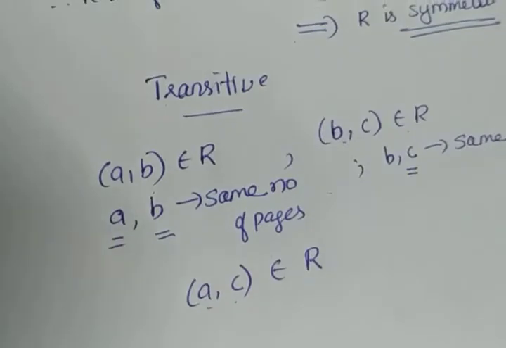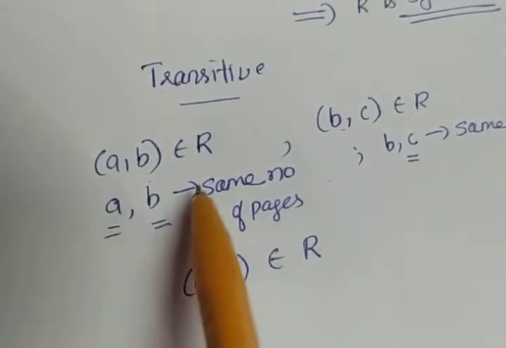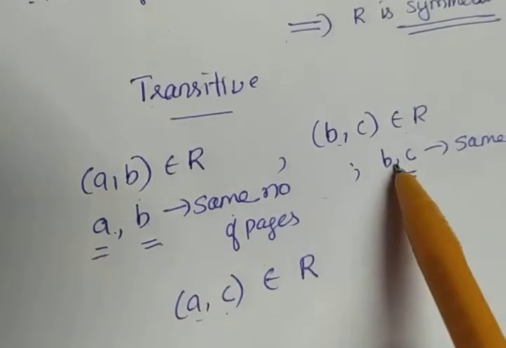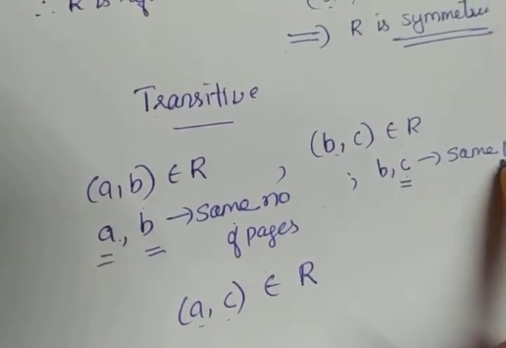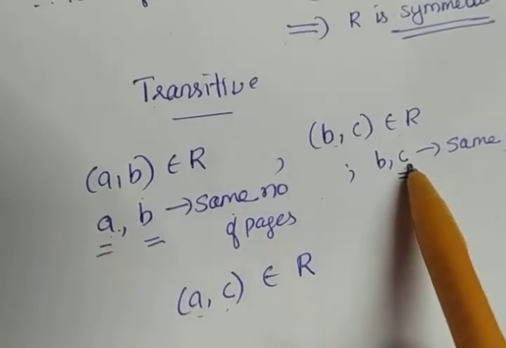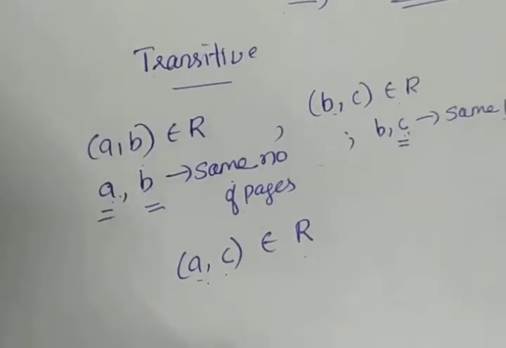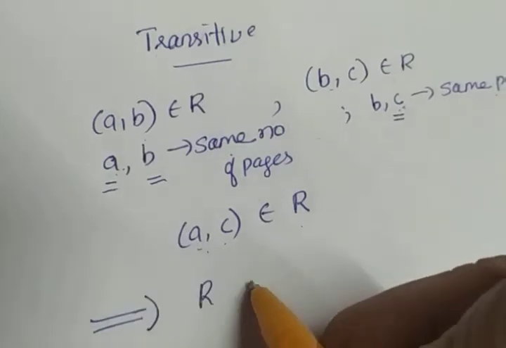Why is (A, C) an element of R? We came to know that we took the elements A and B such that A and B are books with the same number of pages. B and C are also books with the same number of pages. Then automatically A and C will also have the same number of pages, which implies (A, C) is an element of R, which comes to the conclusion that R is transitive.